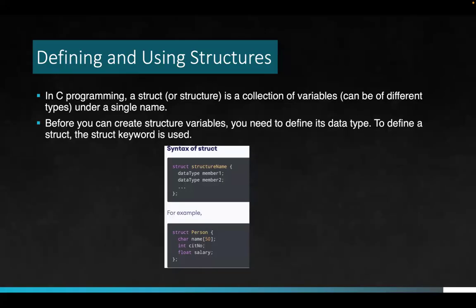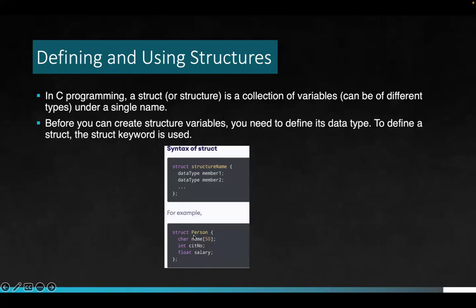Before you create a structure variable, you need to define the data type of it. To define the data type, the struct keyword is the data type of a structure. So every structure name should be preceded with struct. The syntax of it is struct and the structure name followed by curly braces, data type of the particular variable 1, data type of the particular variable 2, and so on. At the end, you have to stop with a semicolon.